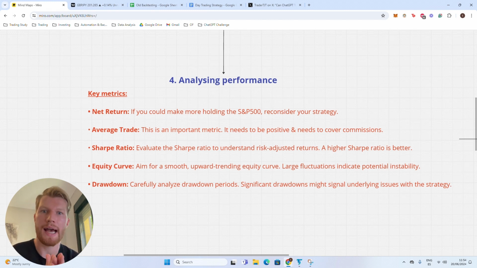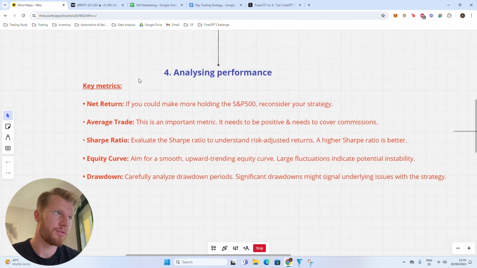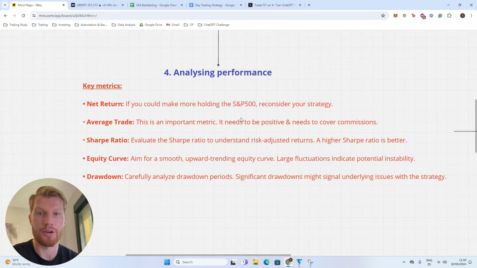Well, how do you actually analyze the result of a backtest? There's a few different things you want to look at, right? Obviously, net return. How much did it make? And I think a good benchmark to compare it to is, would you have made more holding the S&P 500? Because if you would, then you probably need to reconsider your strategy and aim for a better quality strategy. Because if you could just hold the S&P 500, it's less work and you might as well just do that.